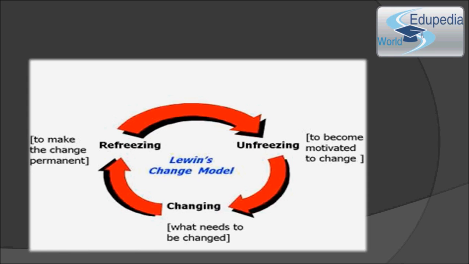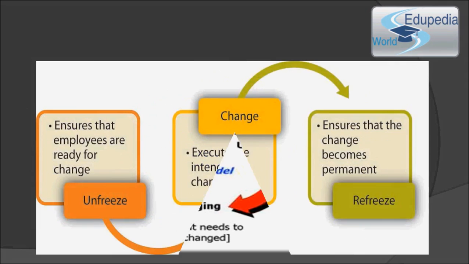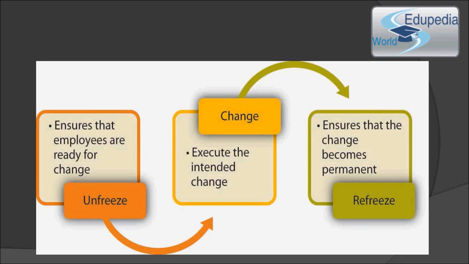But then again some forces happen and we bring a second change. The change is a continuous process in an organization. This is another pictorial view. Unfreeze: ensure that the employees are ready for the change. That is unfreezing. Then the arrow goes to change: execute the intended change. Then the last one, refreeze, which I just now discussed, ensures that the change becomes permanent.